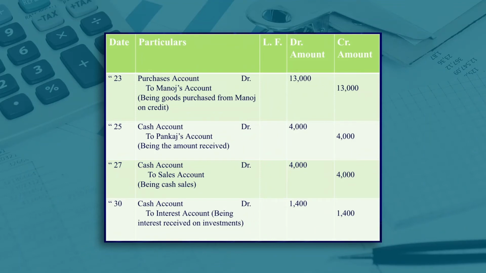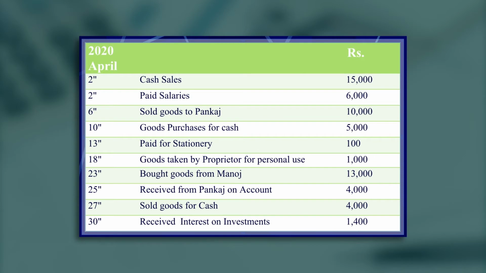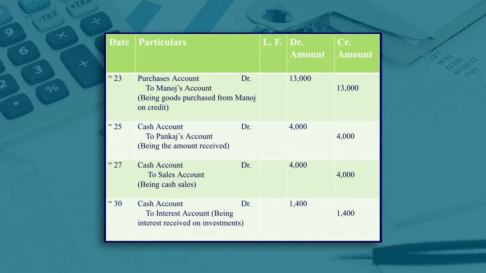Pankaj 4,000 rupees. We can see cash account debit to Mr. Pankaj 4,000 rupees. Now again, if we go back, next one is sold goods for cash 4,000 rupees. So here goods have been sold for cash. Two accounts are affected, cash account and sales account.